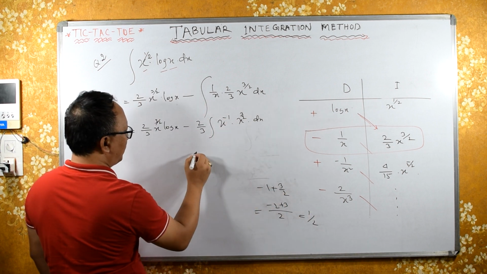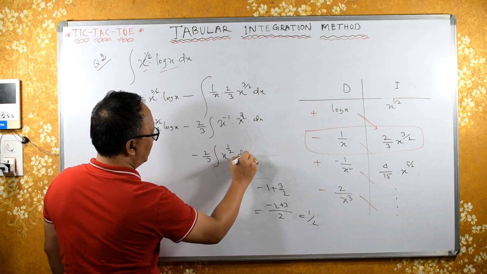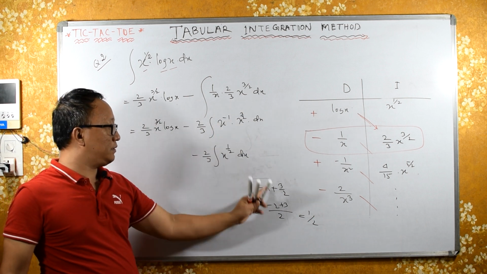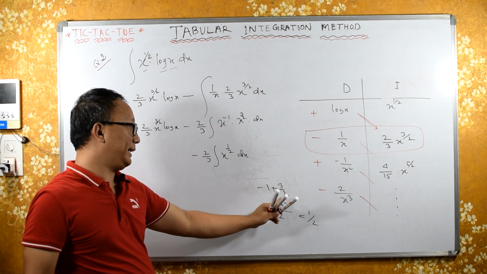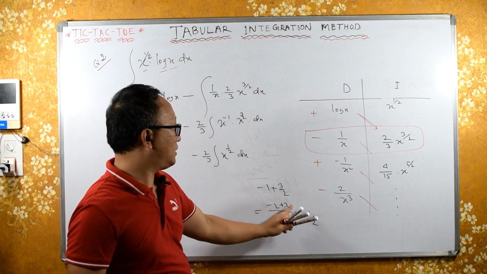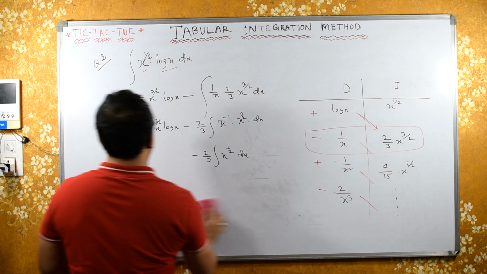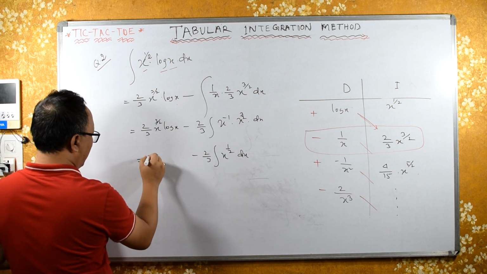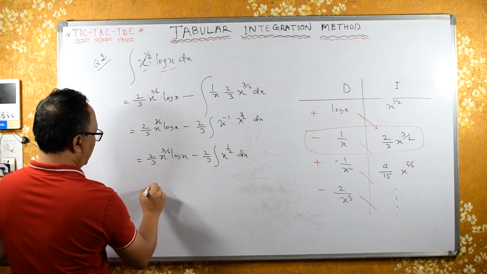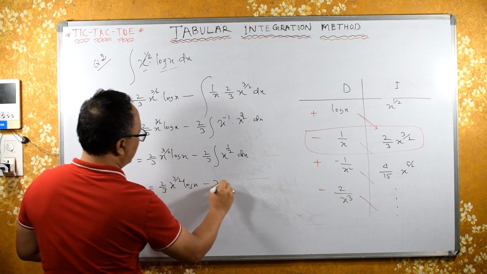Okay, this is the same as 2 upon 3 integral x raised to half dx. Why? Because if the bases are equal, we can add the indices. Minus 1 plus 3 by 2, if I take the LCM, is minus 2 plus 3, which is 1 by 2. Now we have to write the same over here, 2 by 3 x raised to 3 by 2 log x minus 2 by 3.